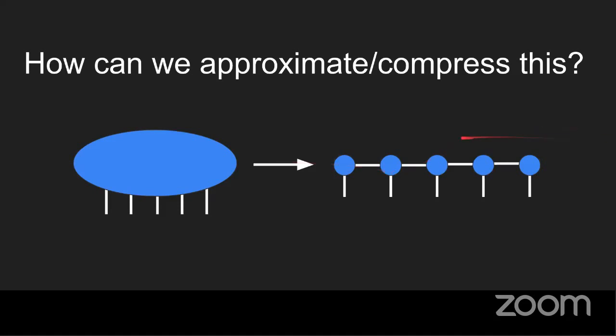So this type of tensor network is significantly smaller than this tensor. Let's say each of these legs had dimension 2. If I had 100 legs, this thing would be of size 2 to the 100, which is more than we have atoms in the universe.